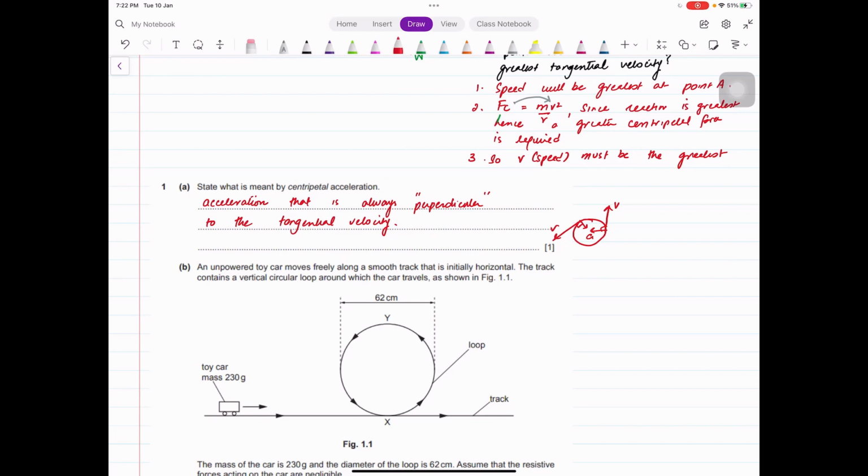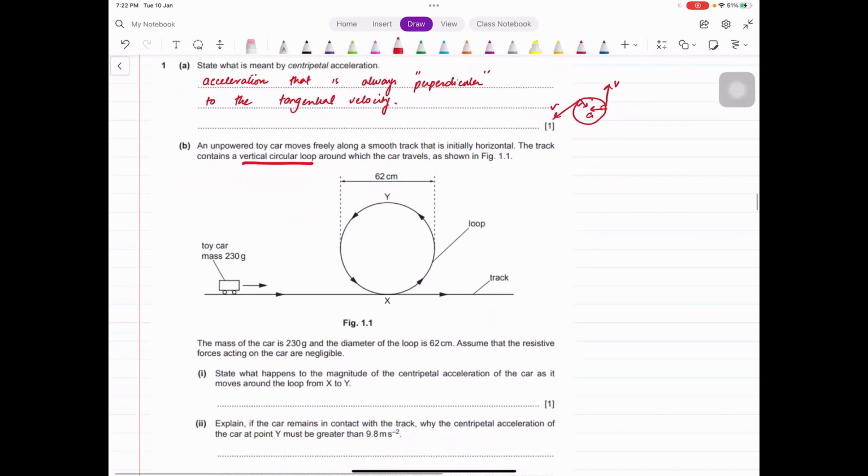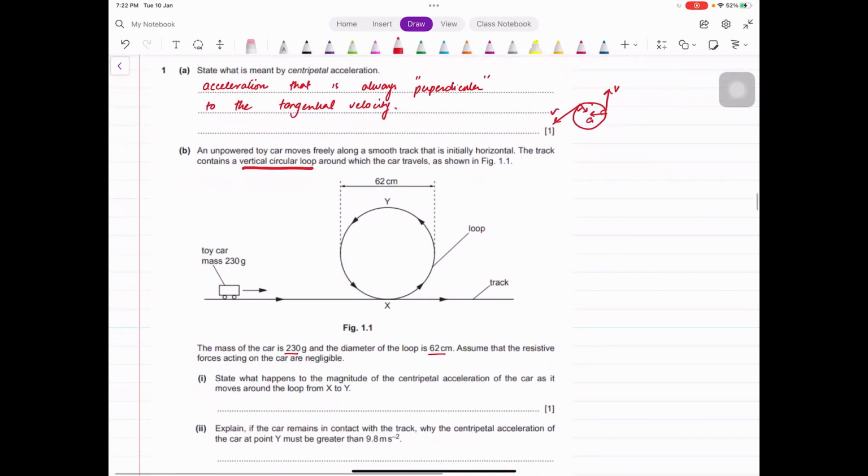Then it says an unpowered car moves freely along a smooth track that's initially horizontal. The track contains a vertical loop. The moment I see this, I know it's a vertical question. The mass of the car is 230 grams, the diameter of the loop is given. It says, state what happens to the magnitude of centripetal acceleration of the car as it moves around the loop from X to Y.